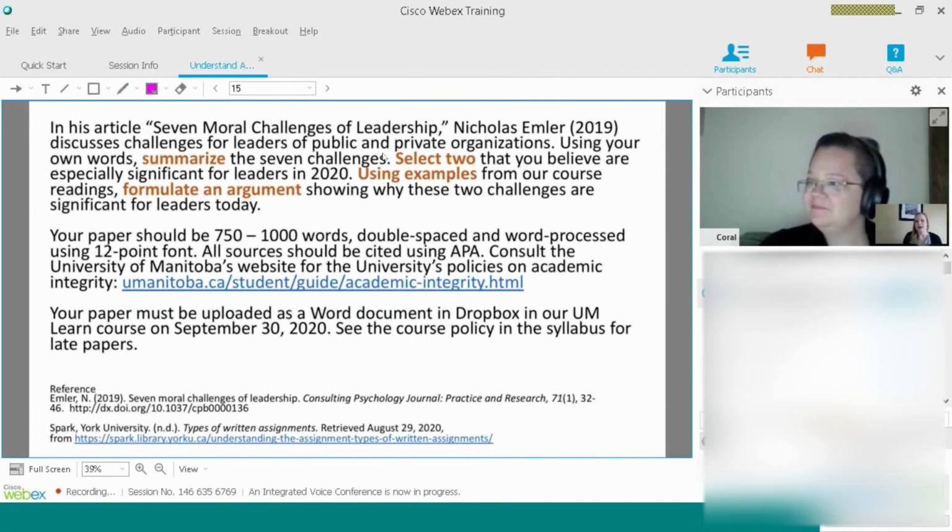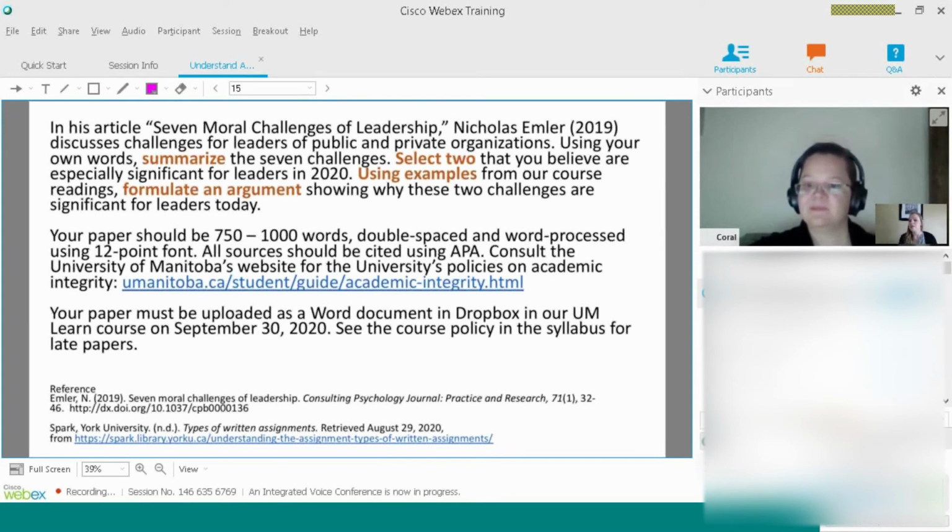So if I move the slide forward, you've pulled out all of the words that I've highlighted. So these key words and key verbs are in orange on this slide. You are being asked to summarize the 7 challenges in the article, and then select 2 challenges and formulate an argument explaining why the 2 challenges you selected are important for today's leader. And you're also asked to use examples to support this argument.